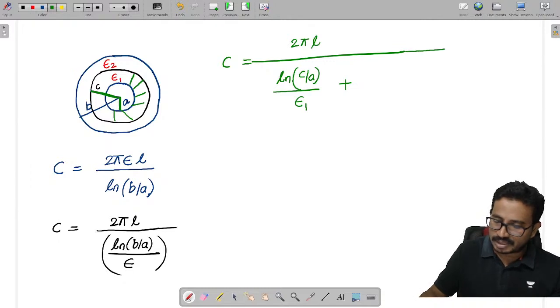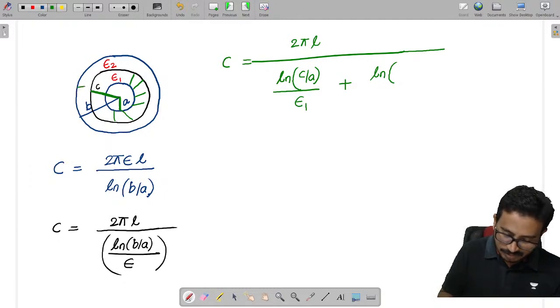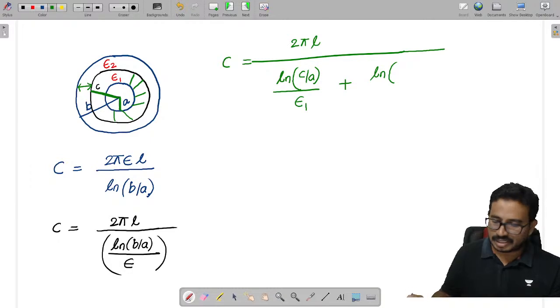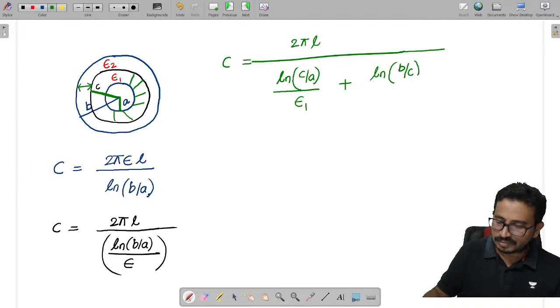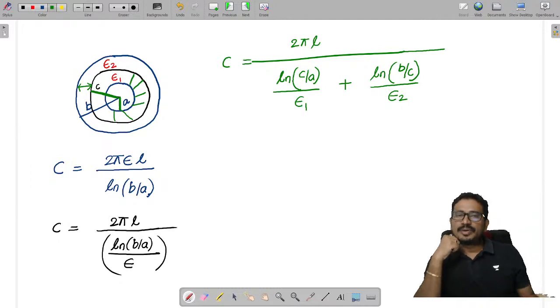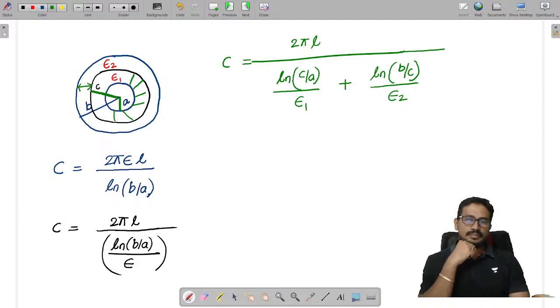Now tell me, what will be the rest? It is given as ln, the second part. In this part, which is inner and which is outer? Here b is the outer, and c is the inner, divided by epsilon 2, this second medium. Is this clear or not? Tell me, everyone.